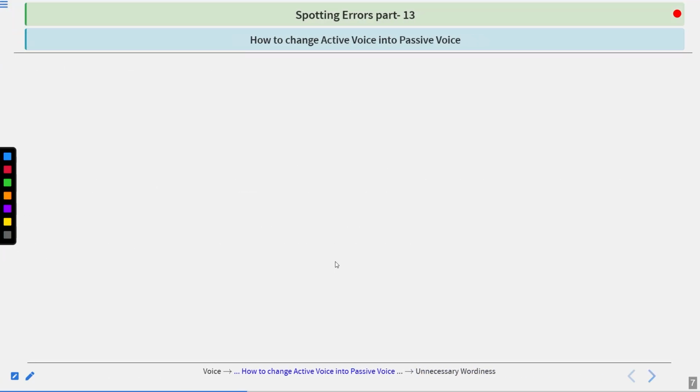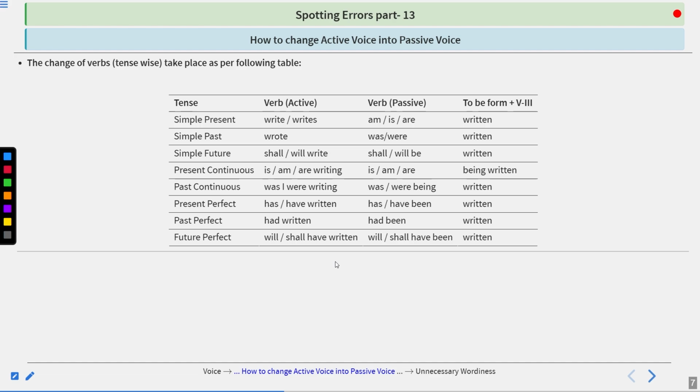How to change active voice into passive voice? The change of verbs tense-wise takes place as per the following table. We have to change according to the tense used in the active voice. So the headings are tense, active to passive, to be form plus V3. If you find simple present, as an example, we have taken the verb write, or the singular form of the verb, writes. In the passive form, when we use the third form, am, is, or are is preceded by written, or any third form.